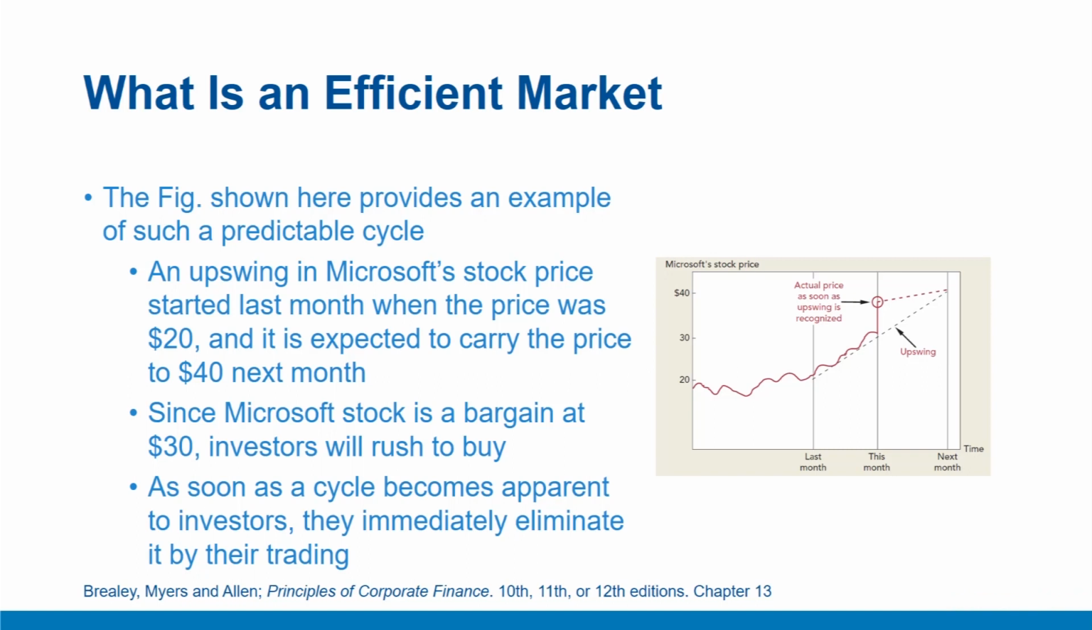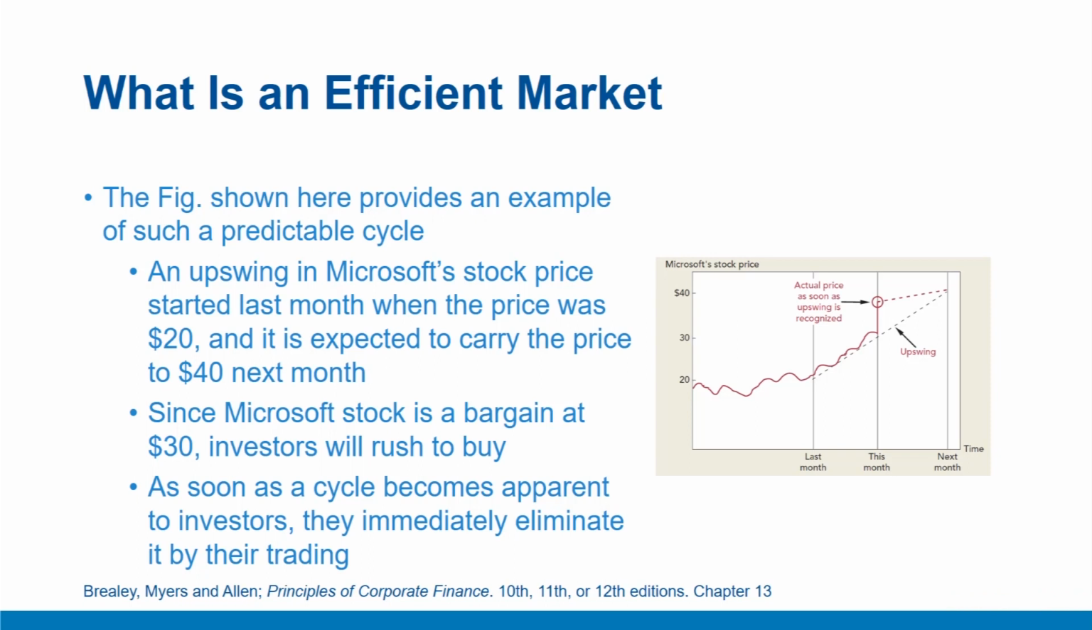You can see that an upswing in Microsoft stock price started last month when the price was $20. And it is expected to carry the price to $40 next month. As soon as the investors perceive this opportunity, they will act on it, and it will evaporate immediately. Since Microsoft stock is a bargain at $30, investors will rush to buy. They'll stop buying only when the stock offers a normal rate of return.